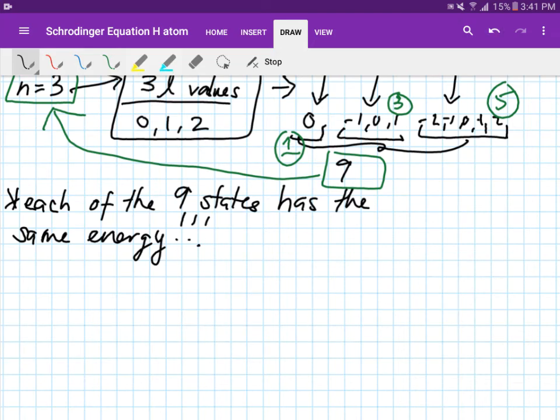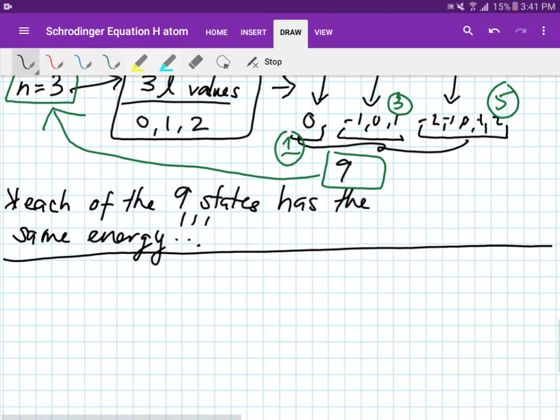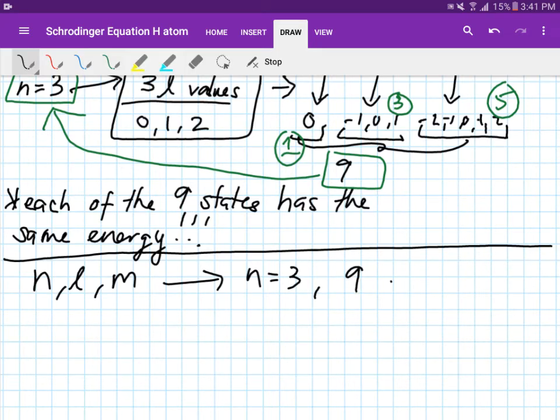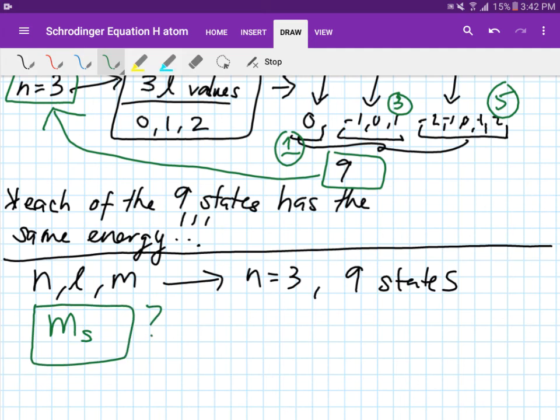Now, with the three quantum numbers n, l, and ml, for example, n equals 3 gives 9 quantum states. But there is actually one more missing piece to the puzzle, which is the magnetic spin quantum number. So in the next lesson, we will talk about what this magnetic spin quantum number is.